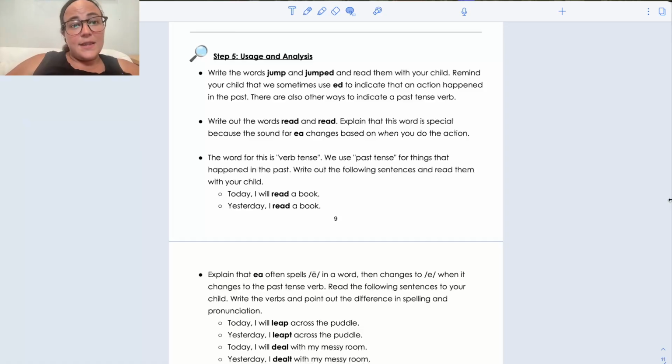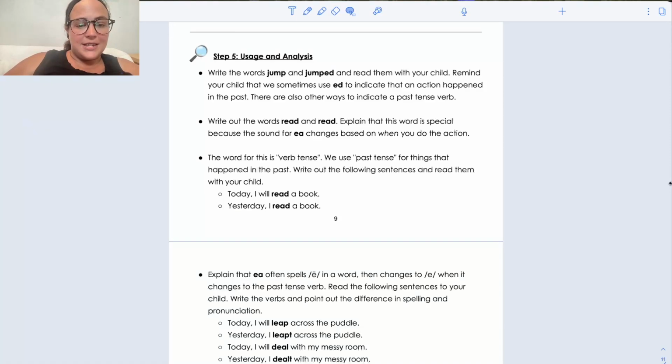And you'll explain that this word is special because, you can write out the following sentences and read them with your child. Today I will read a book, and yesterday I read a book. You'll explain that EA often spells E in a word, then changes when it changes to a past tense verb.